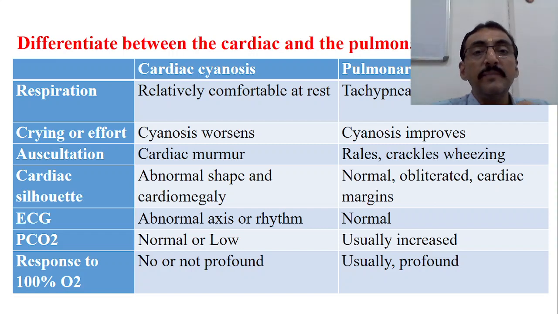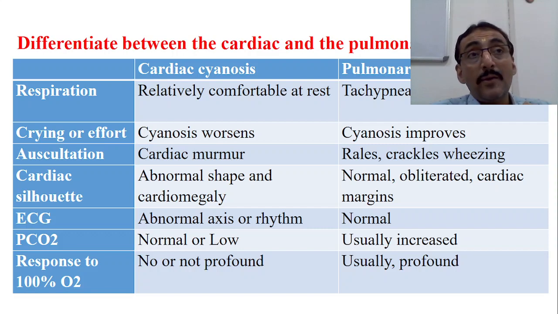Talking about respiration, in case of cardiac cyanosis, the child is relatively comfortable at rest. In exercise, he may have some problem. Otherwise, he may be mildly tachypneic, but comfortable at rest. Whereas in pulmonary cyanosis, the child is not comfortable, so he is having tachypnea, distress, and retractions, etc.